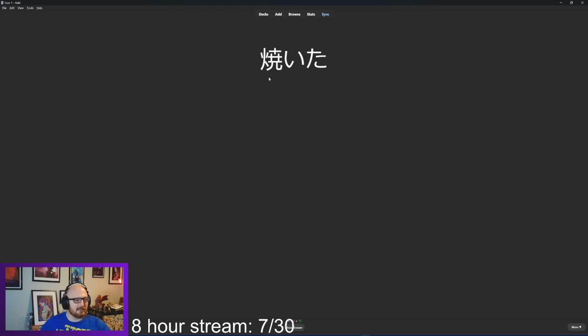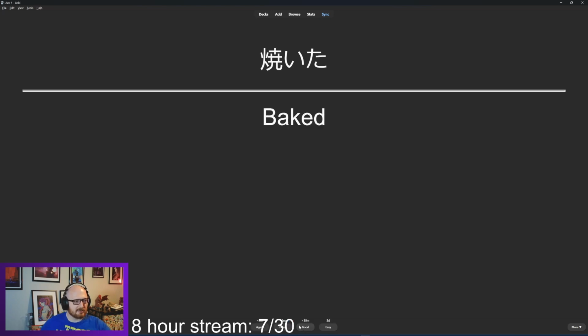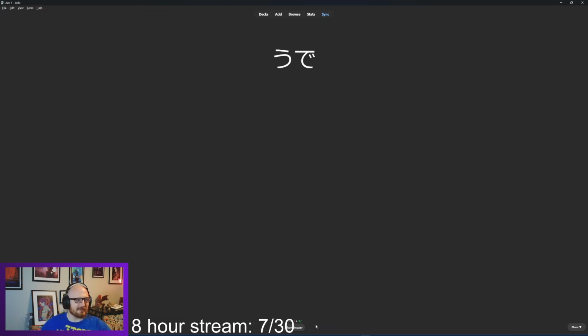Yaita. This is baked. Yes, baked. So this is the ya from yaku. So yakimasu, yakimashita. Fried. I will fry. I will bake. I will broil. I will basically everything but boil, it seems. So baked. Ude is arms.